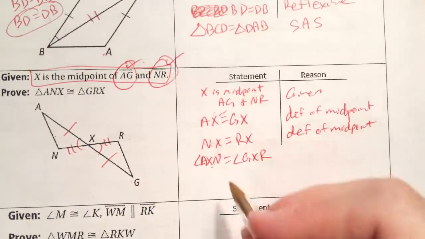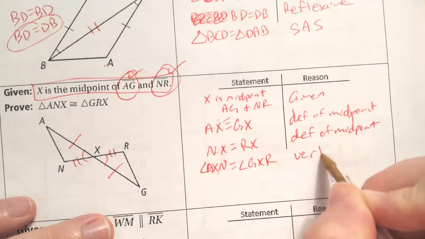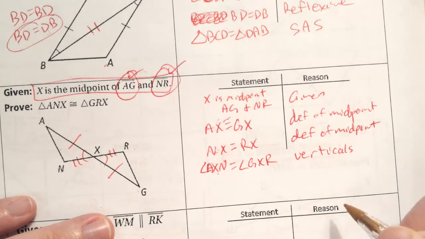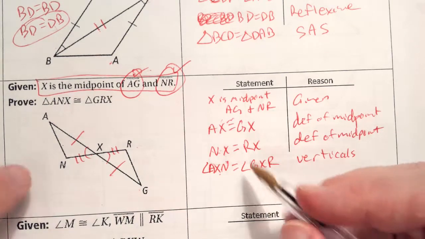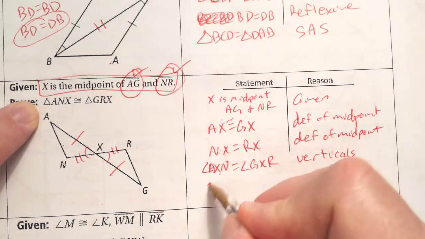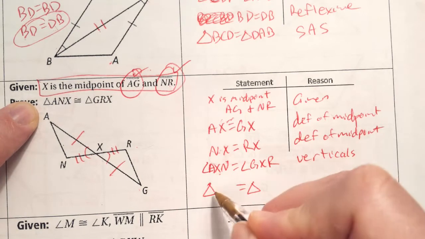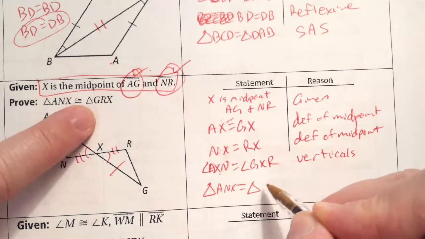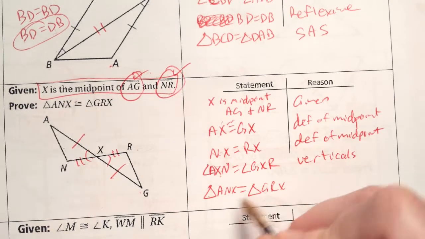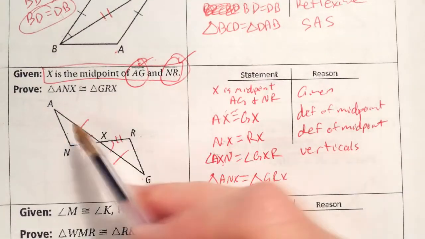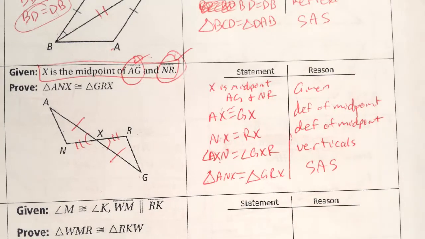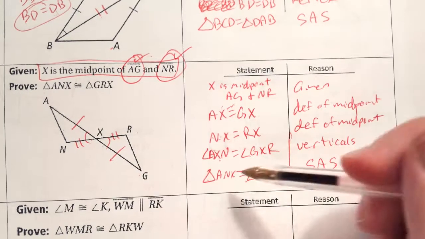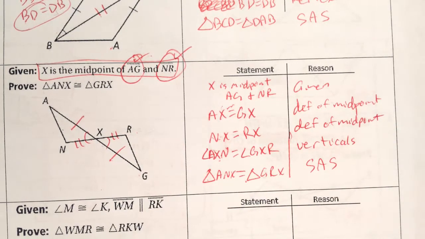Now how do we know that? Because of vertical angles. Now we have all 3 bits of information. Now we can say triangle ANX is equal to triangle GRX. So those 2 triangles are equal. Why? We would travel around and we would get side, angle, side. We would travel around and get side, angle, side. All right, sweet.